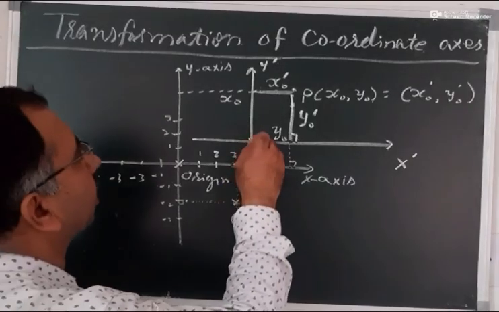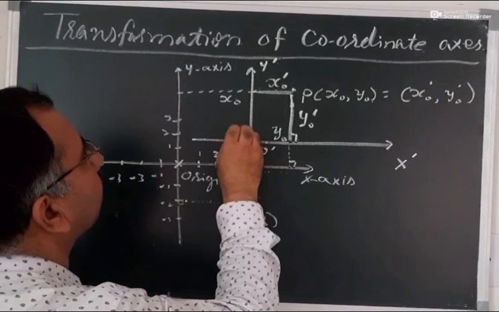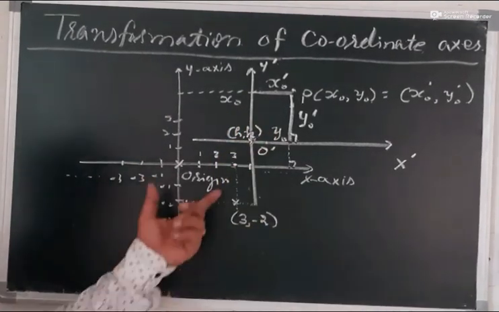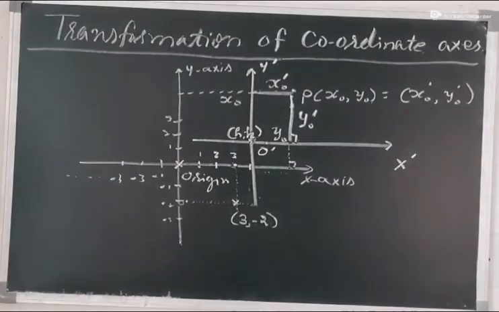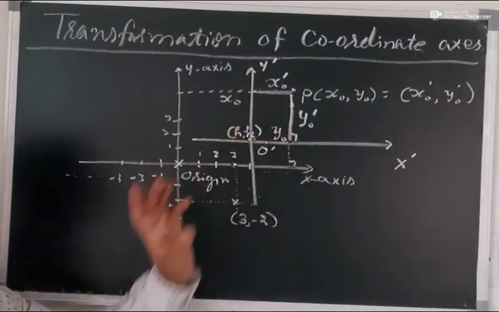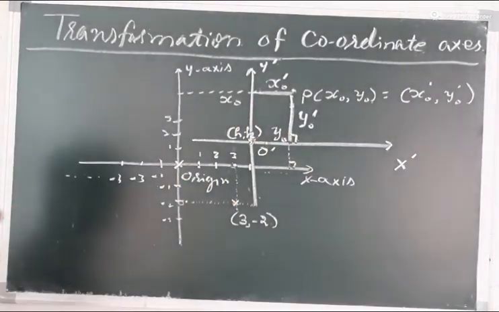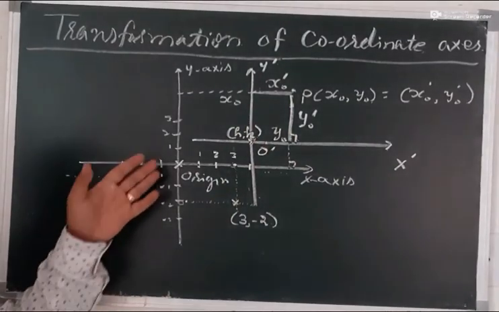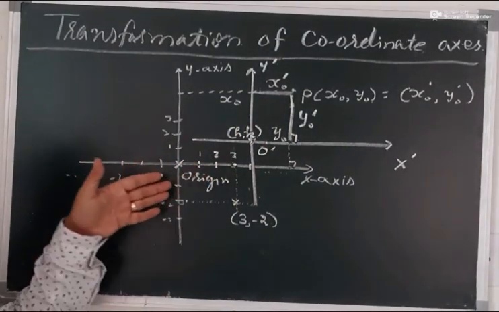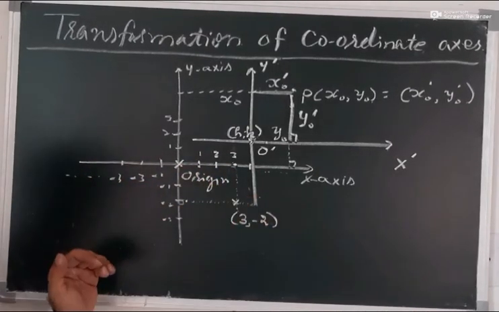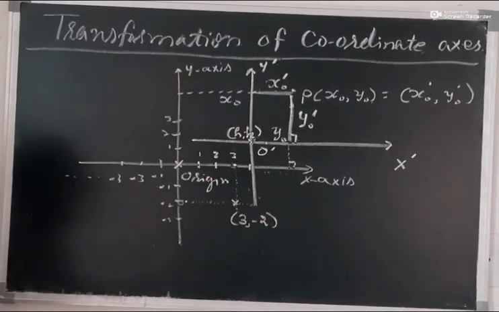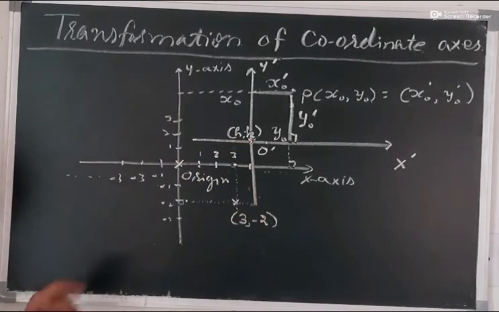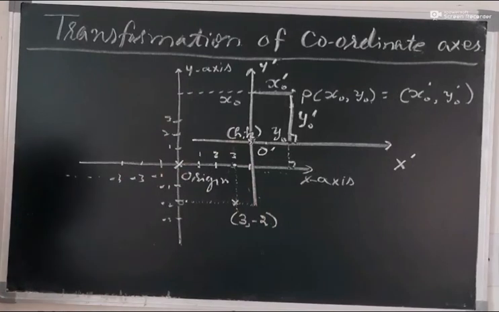The new origin will have coordinates (h, k) with respect to the old coordinate axis. With respect to the new coordinate axis, it is the origin, so it has coordinates (0, 0). But with respect to the old coordinate system, I assume that when I move this coordinate axis, I move h units in x direction and k units in y direction. Therefore, this has coordinates (h, k) with respect to the old coordinate system.